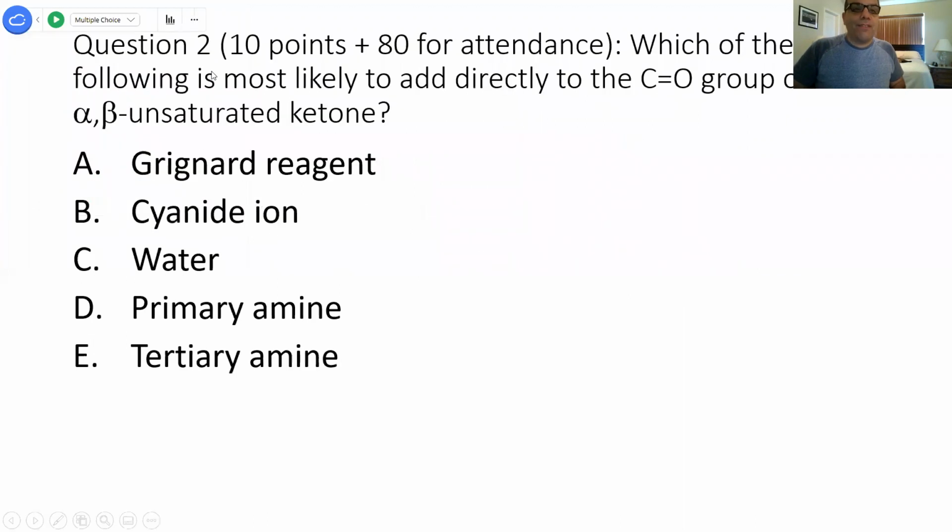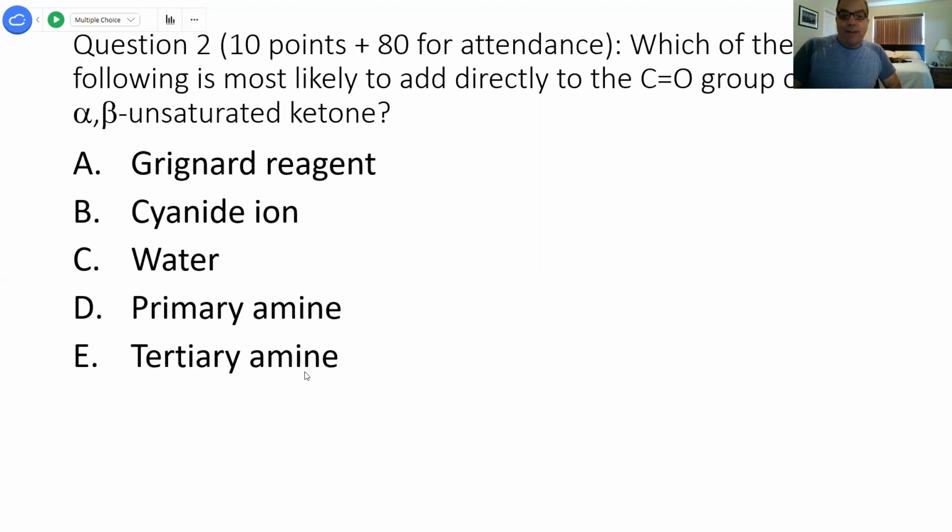And last but not least, which of the following is most likely to add directly to the carbonyl group of an alpha beta unsaturated ketone? Well, I would say the cyanide ion, as well as water and alcohols, as well as primary and secondary amines. We even gave some examples. These are ones that will add to the beta carbon of an alpha beta unsaturated ketone or aldehyde.